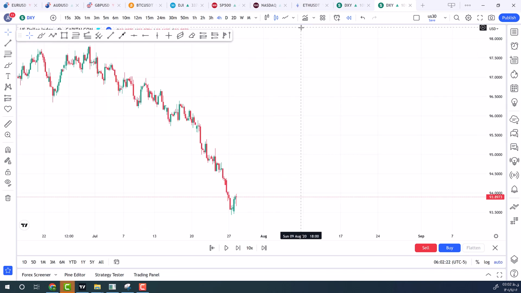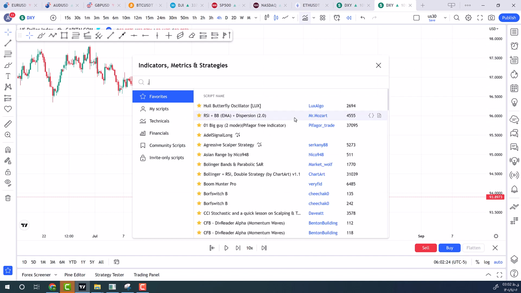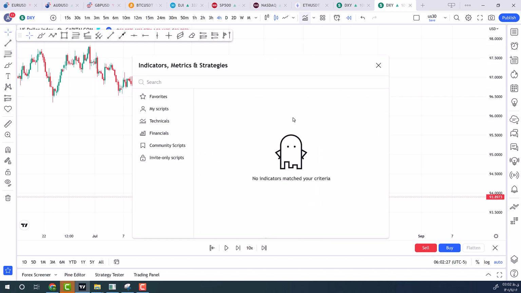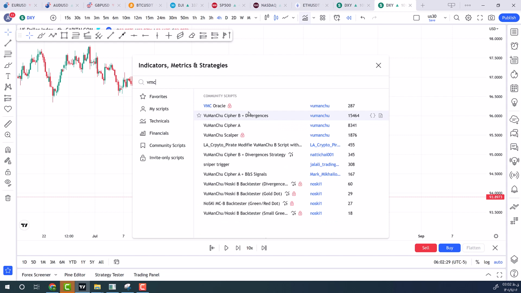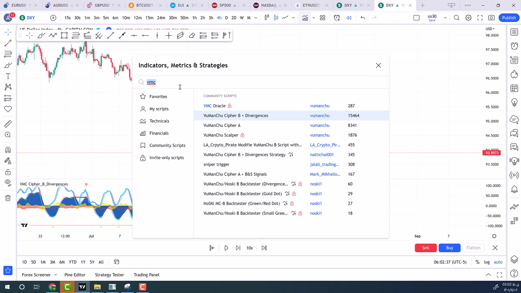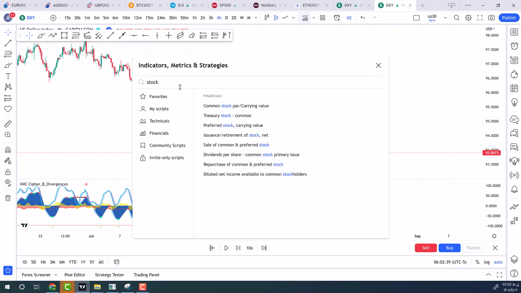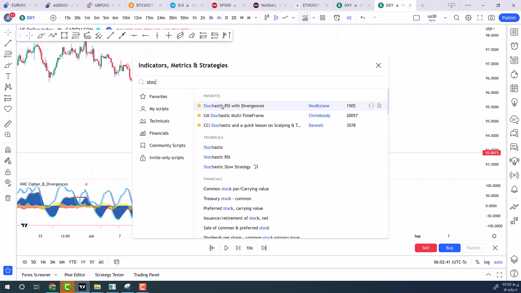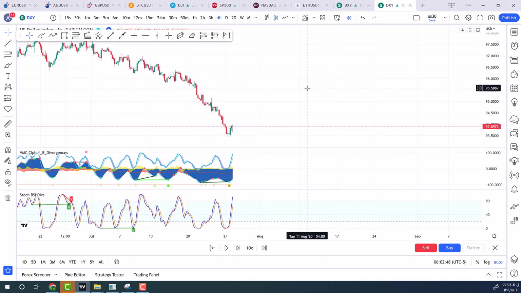First, let's add our tools. First is going to be VMC, Wu Man Chu Cipher B plus divergences. Add this one, and we need another tool, a stochastic RSI. No 10 is good because it has divergences in it. And what are we looking for?